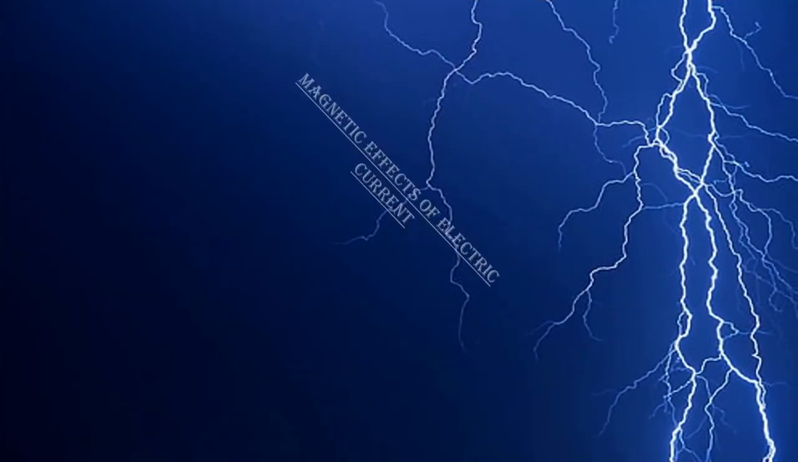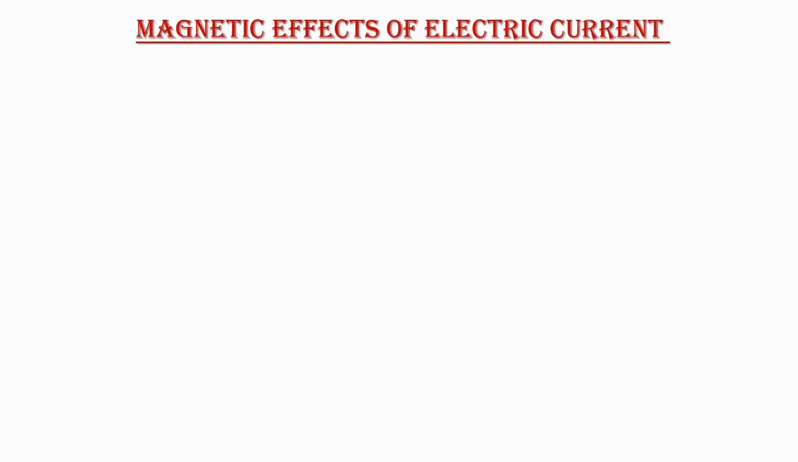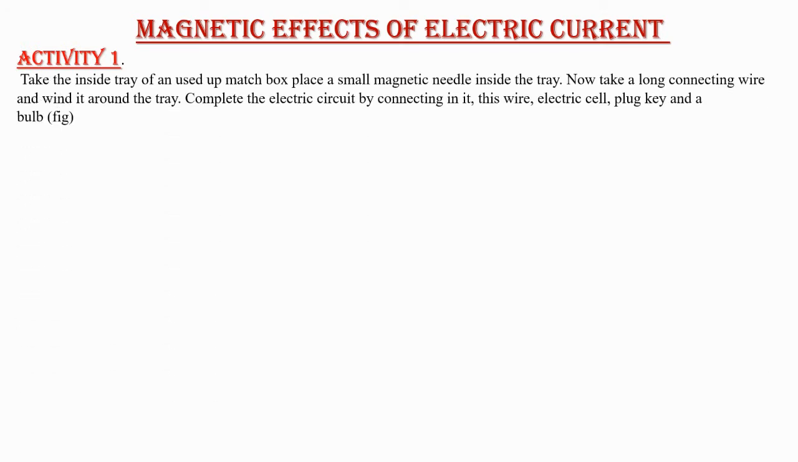Now let us study about magnetic effects of electric current in detail. Magnetic effects of electric current. Let us understand this concept with the help of an activity. Take the inside tray of a used-up matchbox. Place a small magnetic needle inside the tray. Now take a long connecting wire and wind it around the tray. Complete the electric circuit by connecting in it the wire, electric cell, plug key and a bulb.